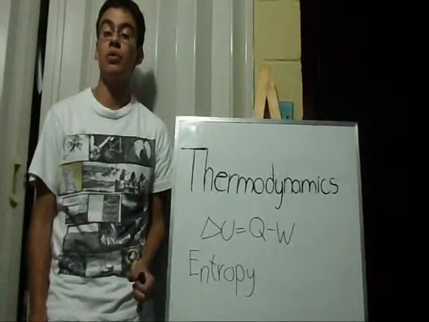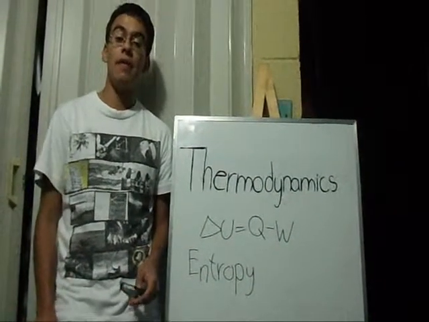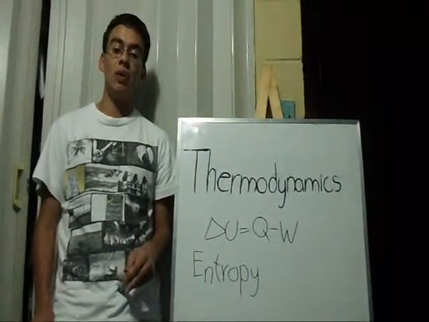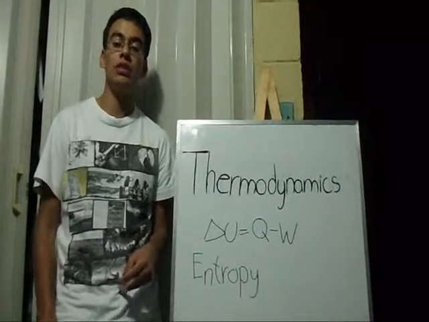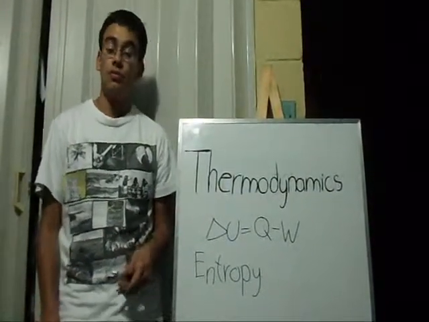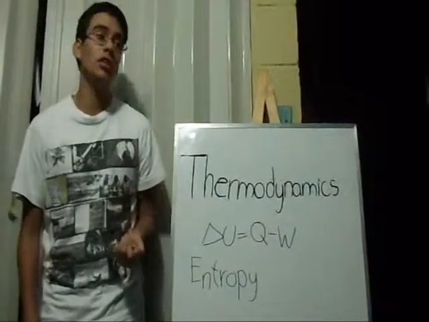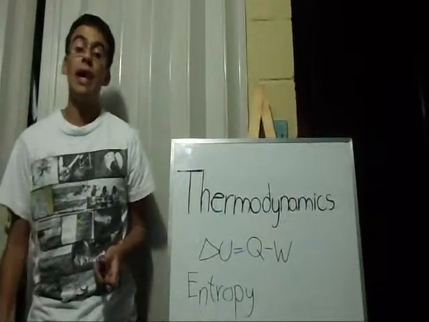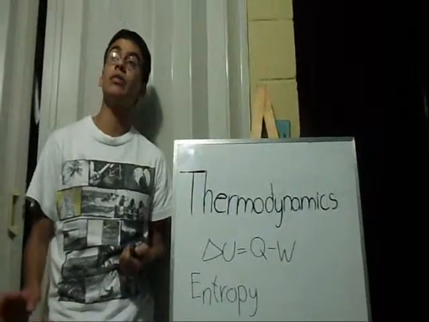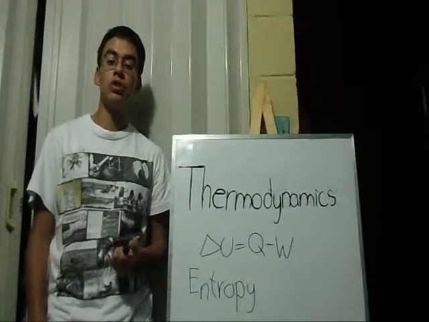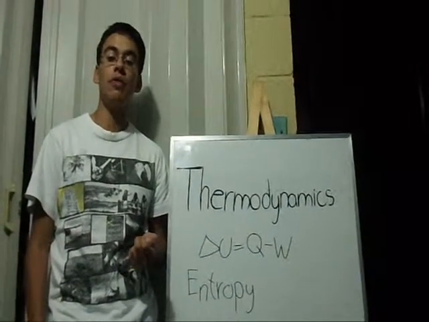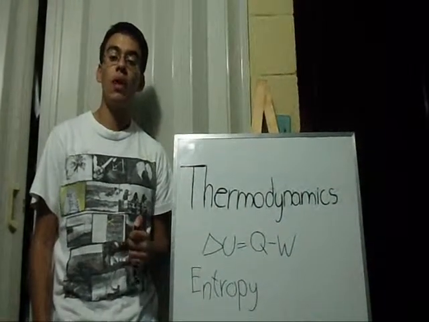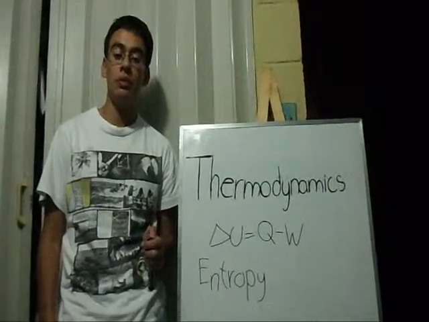Okay, the final concept, but not less important, is the third law of thermodynamics, which states that as a system approaches absolute zero, the entropy of the system approaches a minimum. This law means that no system can reach absolute zero in its temperature, because this law provides an absolute reference point for the determination of entropy. The entropy determined relative to this point is absolute entropy.